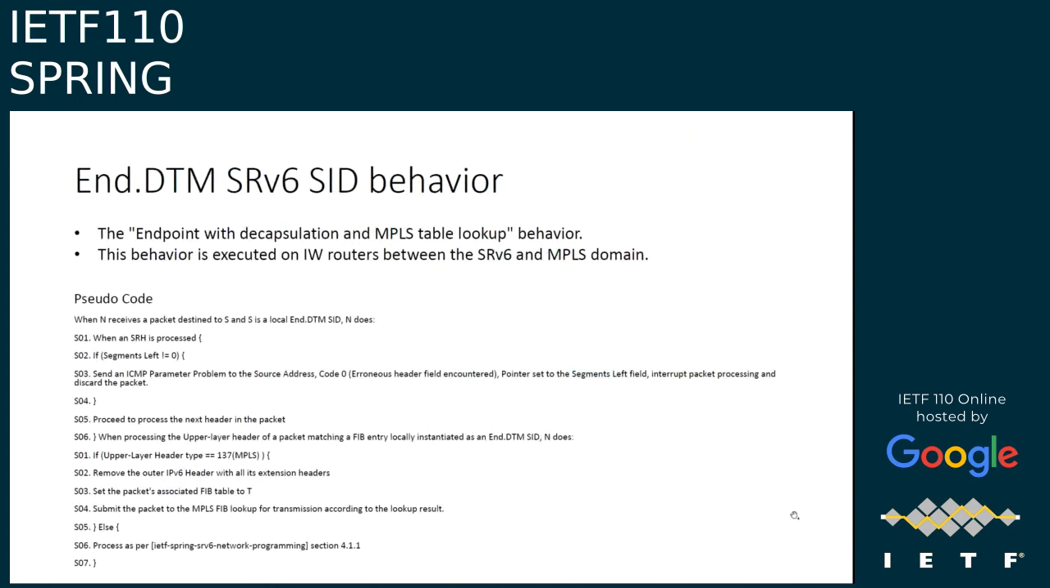This draft defines a new N.DTM set behavior. This behavior decapsulates the IPv6 header and its extension headers, then looks up the following MPLS packet's top label in the MPLS table and forwards the packet accordingly. This function is executed on the interworking box between the SRv6 and MPLS domains. There's pseudocode listed in the draft. I will not go through it, but after doing the decap, we look up the top label carried in the packet. Next slide, please.